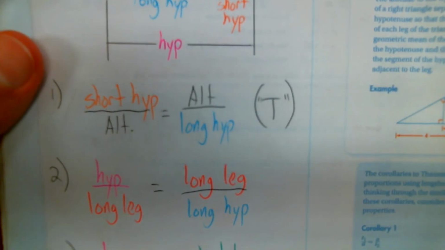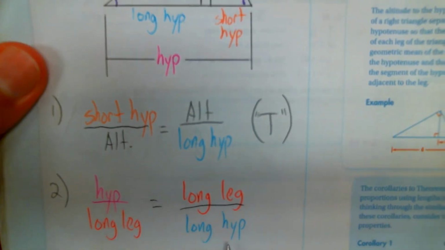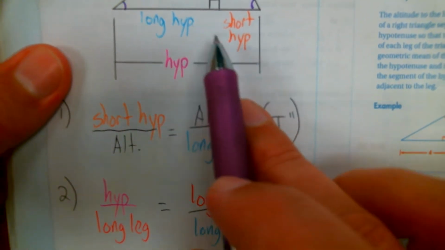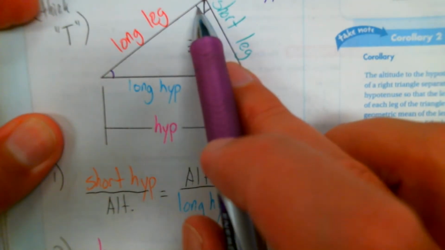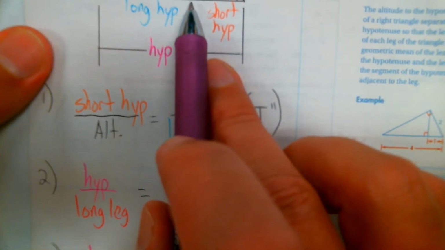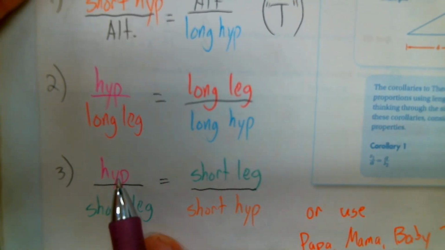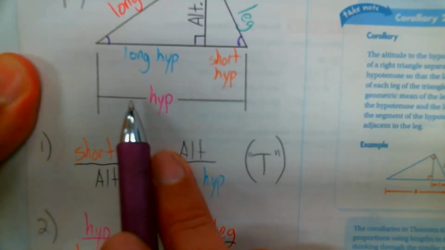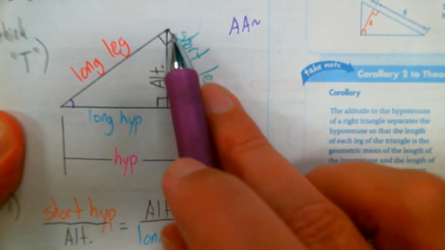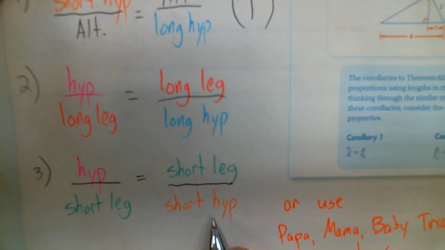Okay, the second formula is hypotenuse over long leg equals long leg over long height. So the original hypotenuse over the long leg is equal to the same long leg over the long hypotenuse. Okay. Third one is the whole original hypotenuse of the large triangle over the short leg is equal to that same short leg over the short height.